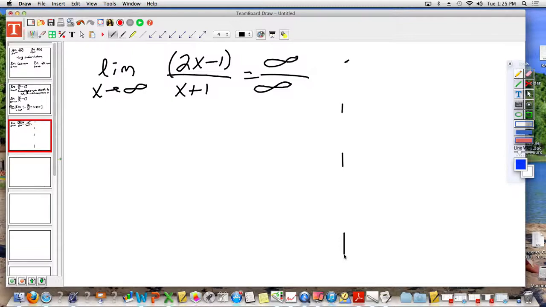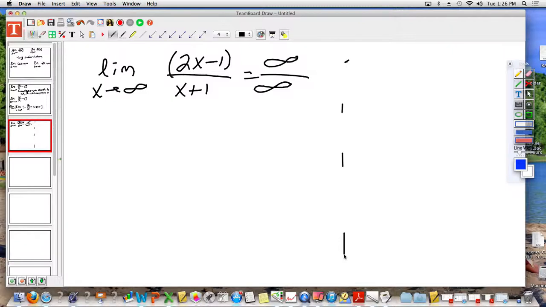Go to y equals, please. And I want you to type in 2x minus 1 divided by x plus 1. Make sure you separate the numerator from the denominator with parentheses. Make a table. And when you type it in, set up your table to start at a big number. Start at 1,000 and count by 1,000s.